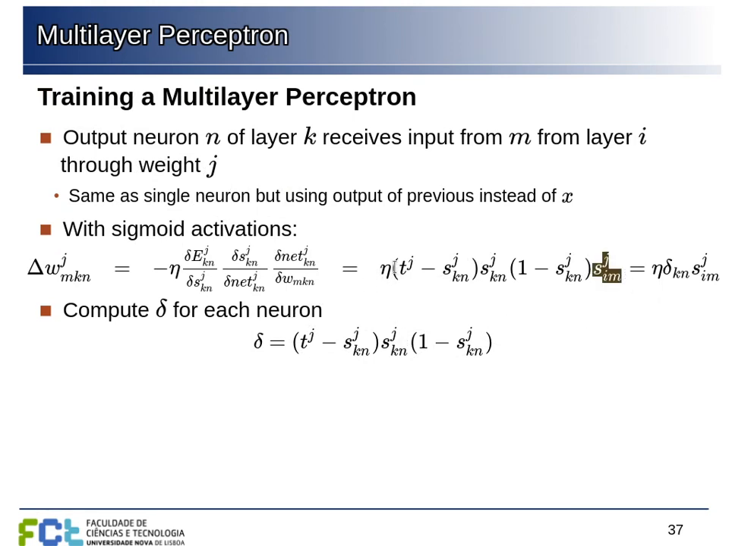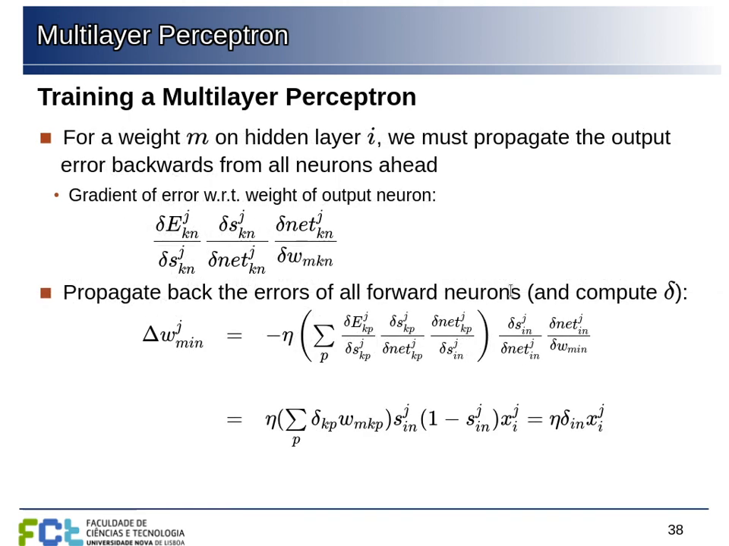But we can compute this term, which is the chain of these derivatives for the neuron that we are currently working on, so this output neuron, and then multiply this by the input that is the output of the previous layer. And we can call this part here the delta for neuron n in layer k. We can now compute the delta for each neuron at this layer. When we go back in the network, once we have this delta, we can keep chaining the derivatives.